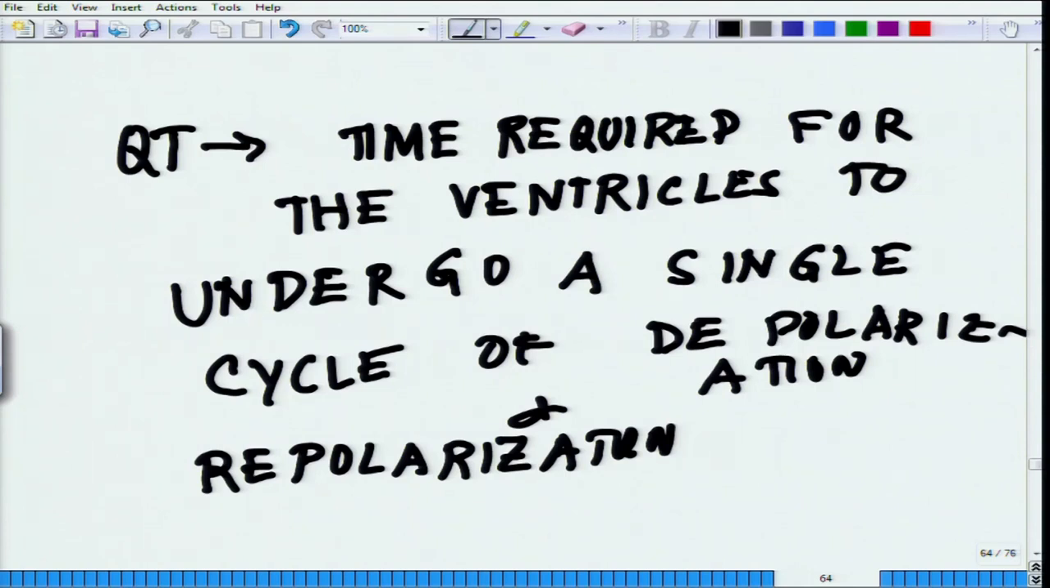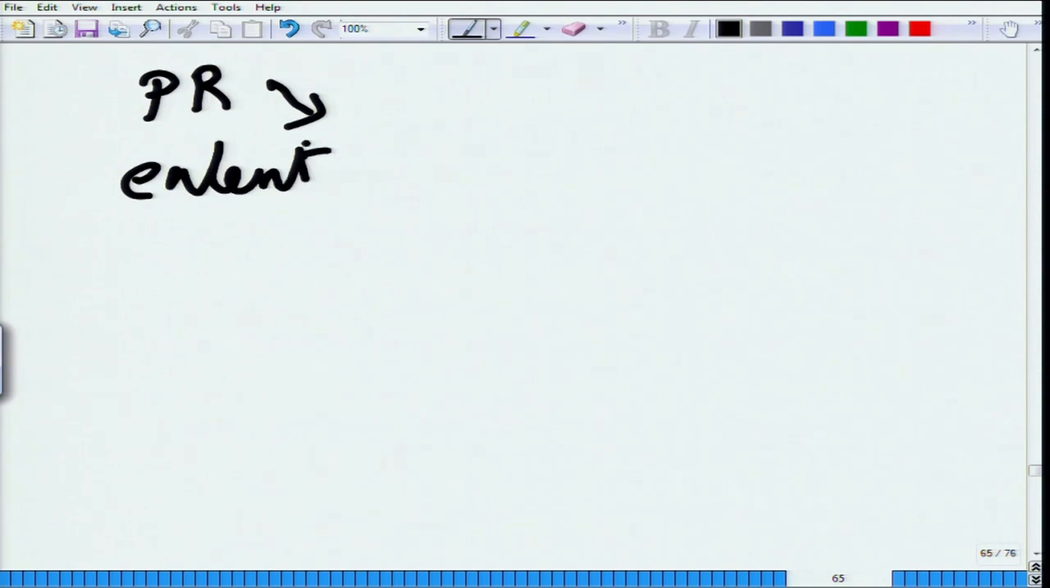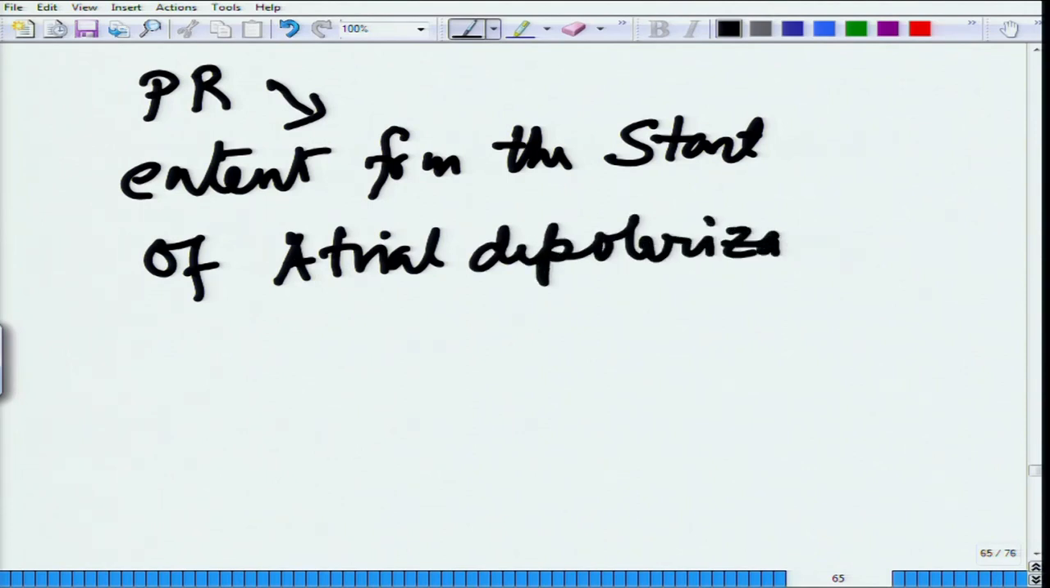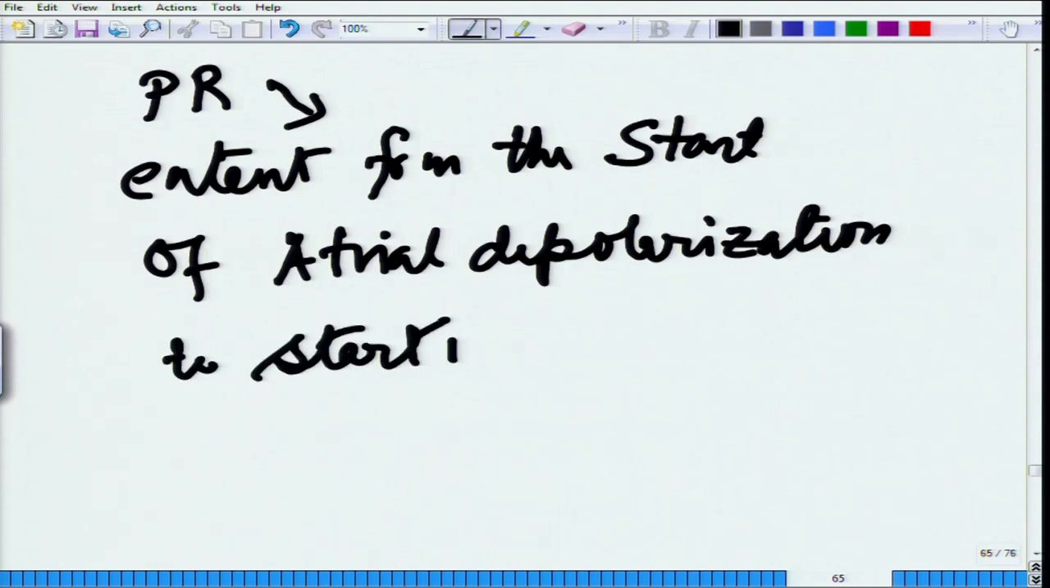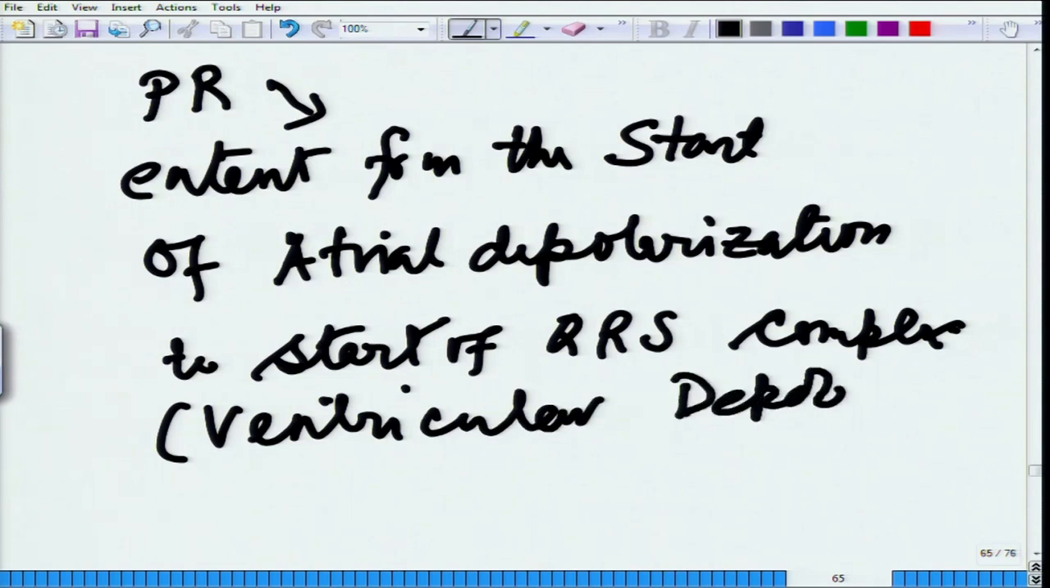And what is the PR interval? Let me come back. So, the PR, once again. The PR interval is basically the extent from the start of atrial depolarization to the start of the QRS complex, which could also be called ventricular depolarization.